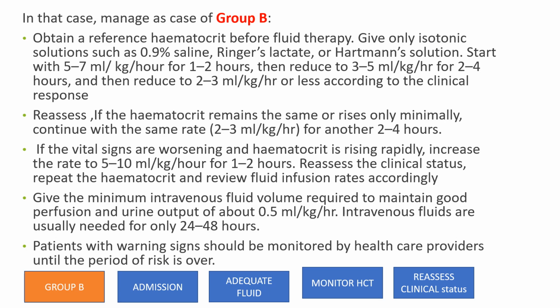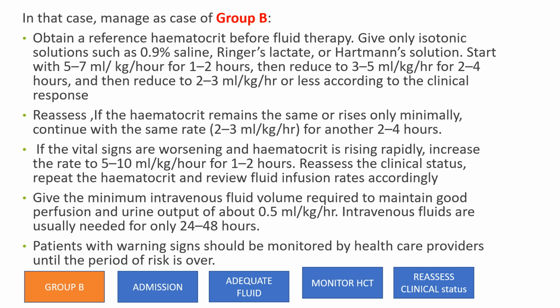And in any case if this kind of patient suffers from warning signs, then you label it as group B, and there you have to obtain a reference hematocrit before the fluid therapy, give only isotonic solutions like 0.9% saline, Ringer lactate or Hartmann solution. Start off with 5 to 7 ml per kg per hour for 1 to 2 hours, then reduce it to 3 to 5 milliliter per kg per hour for 2 to 4 hours, and then reduce to 2 to 3 milliliter per kg per hour or less according to the clinical response.